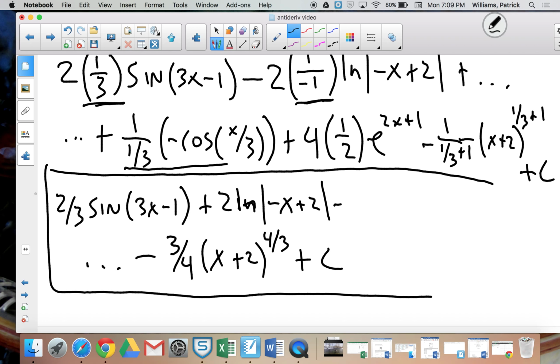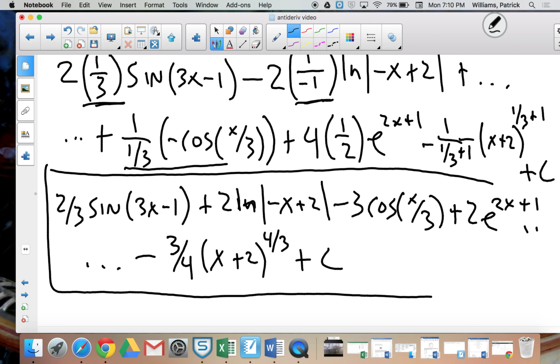So that's going to end up being minus 3 cosine x over 3, then plus 2e to the 2x plus 1. Now we'll add our c. Okay, so is that right? Did I include everything? Okay, that's good. We're solid. All right, so there we go.